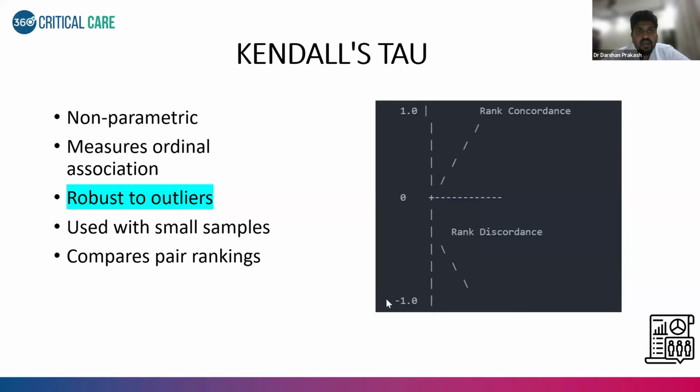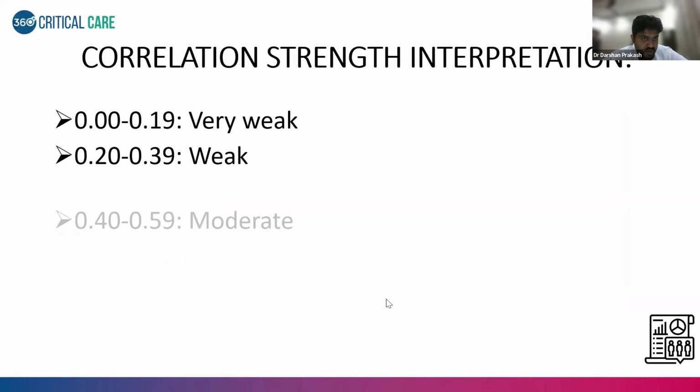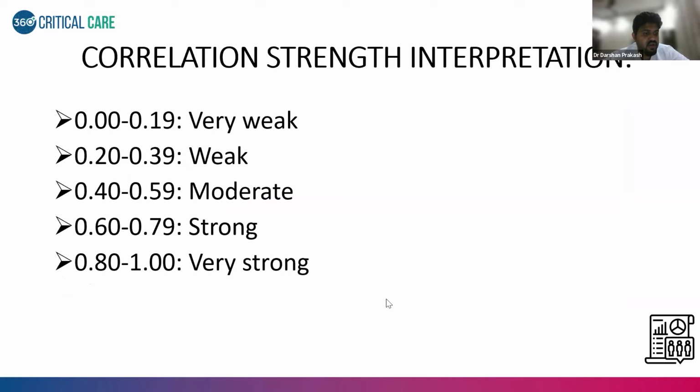Correlation strength and interpretation. Usually if it is between 0.00 and 0.19, it is very weak. As it goes up, closer towards 1, it is very strong, similar to what we saw in the ROC curve. Anything 0.6 and above is shown as a strong correlation, and 0.8 is a very strong correlation. So this is what we need to understand.